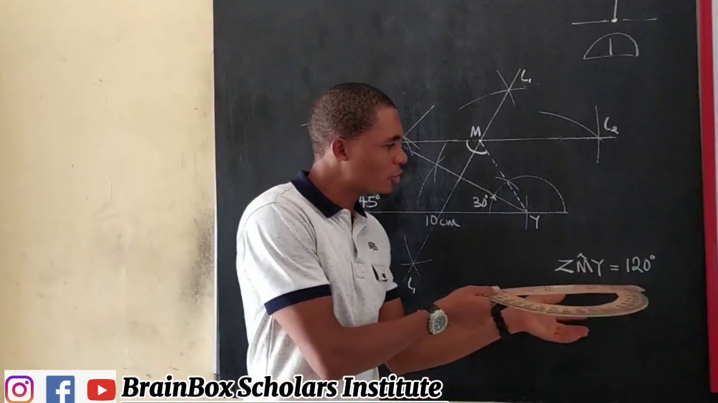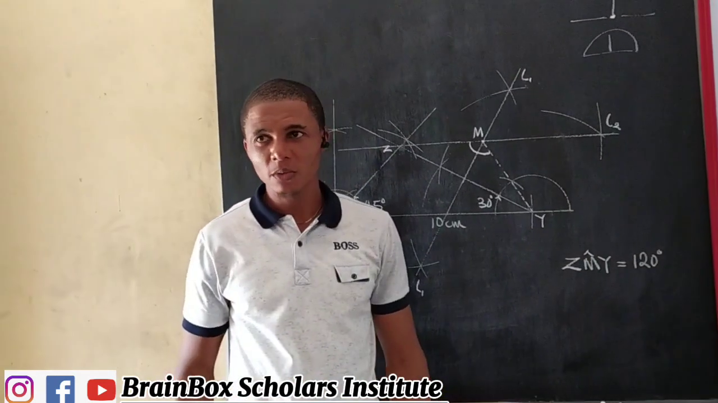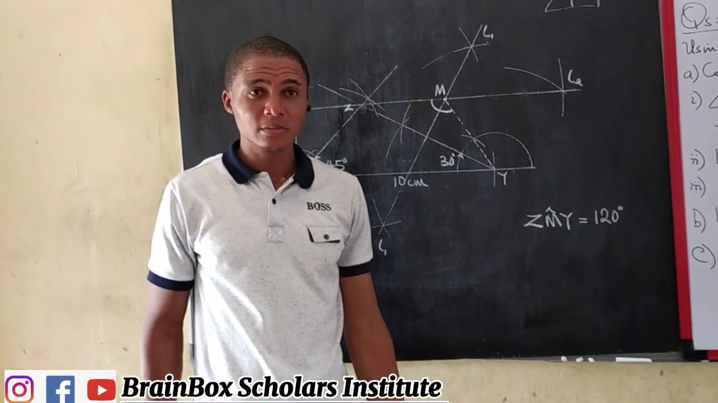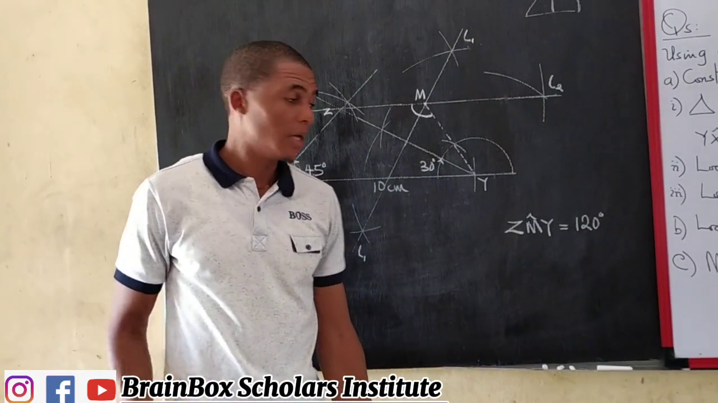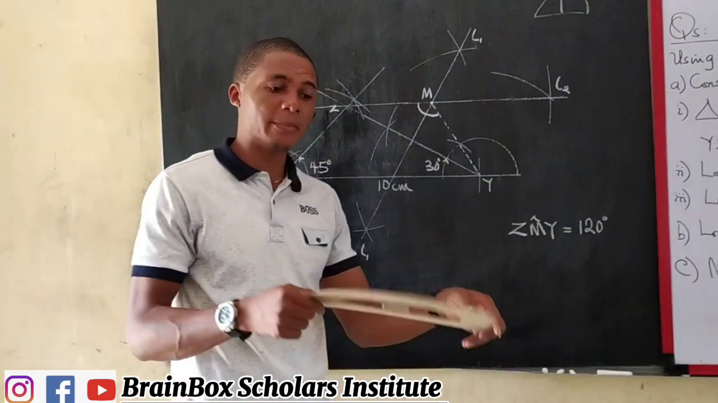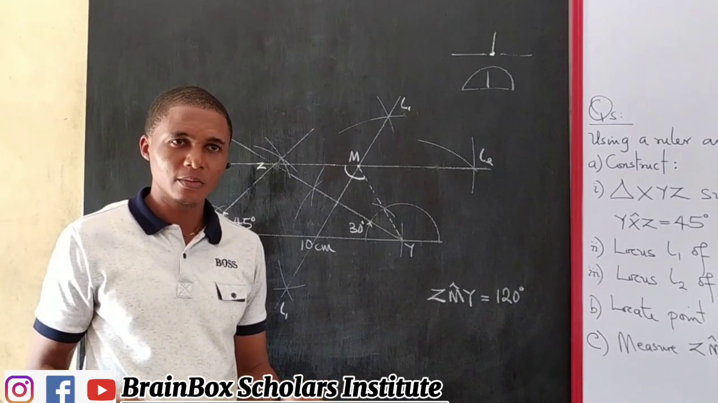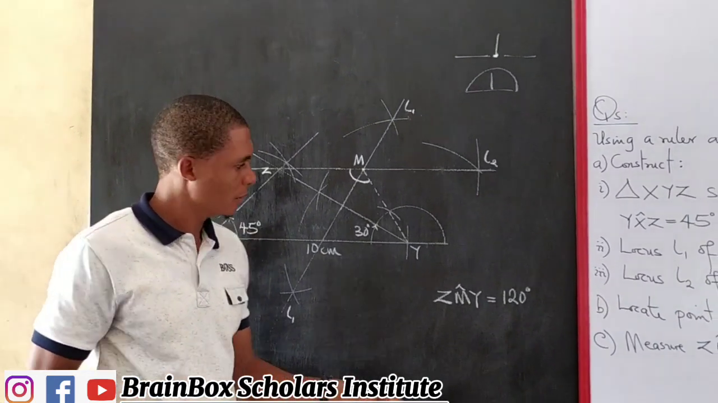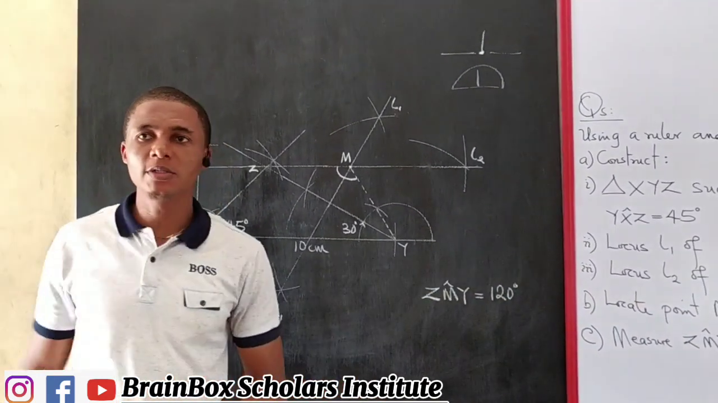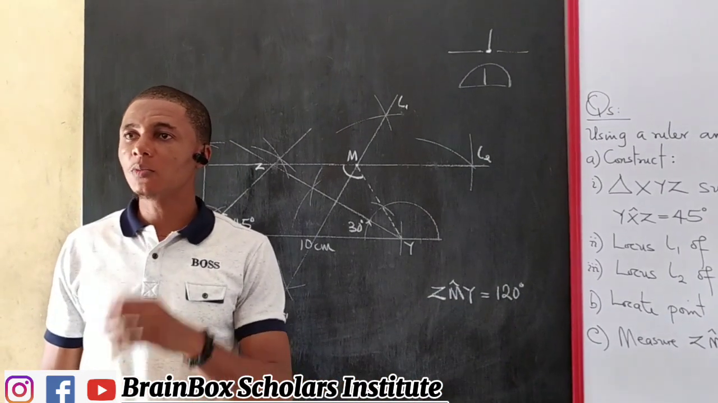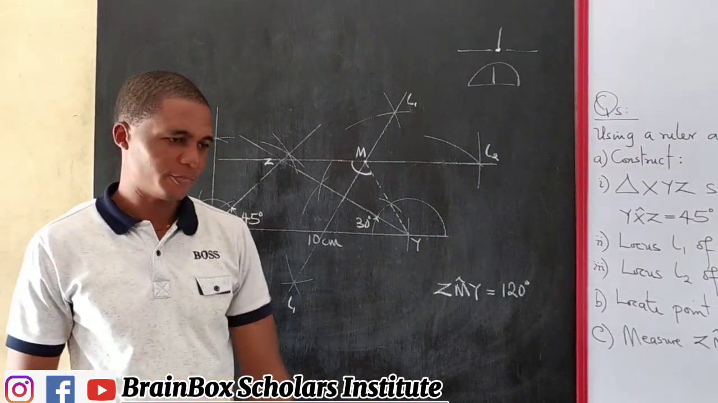Please write what your angle is giving you, because I will measure it. If you write 120 and I measure with my protractor and it's not giving me 120, I'm giving you 0. Are you following? So I'm having what? 120. Okay? Any question? No. Alright.